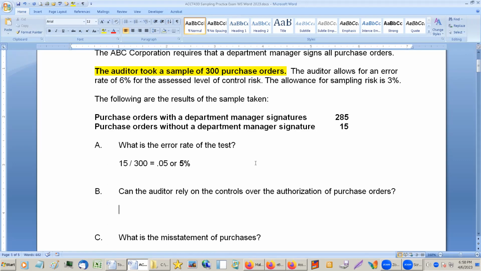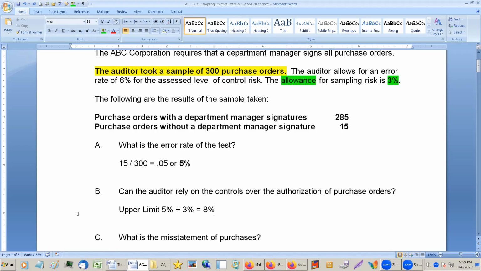So the upper limit, there's a lower limit too, but we're more concerned with the upper limit. Will be the 5% plus the allowance for sampling risk of 3%. Let's make that green. That's not a percent. Hold on. Okay. So the upper limit is 8%.